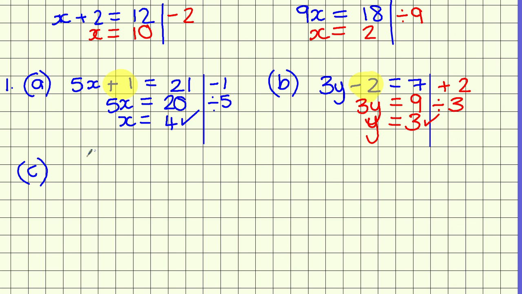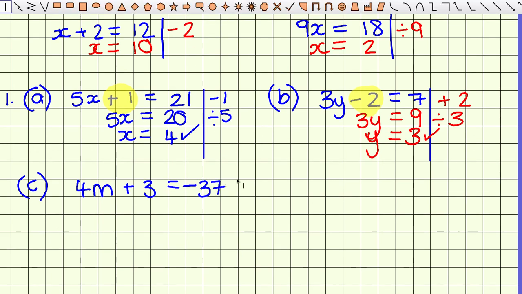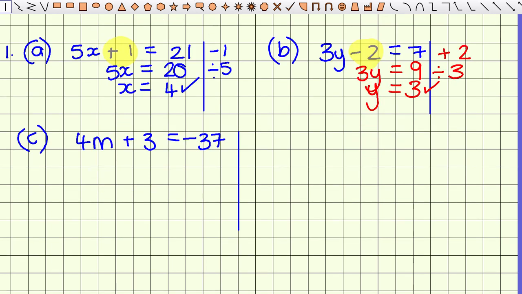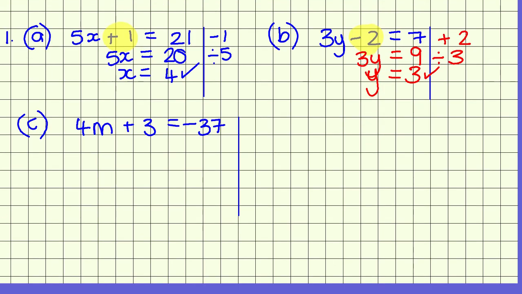Alright guys, final one I'm going to go through with you today. So can you please copy this in? So 4m add 3 equals negative 37. So don't let the negative sign confuse you. We're going to work through this together. So once you've copied it in, make sure you've got your method line.